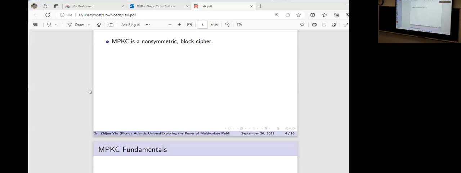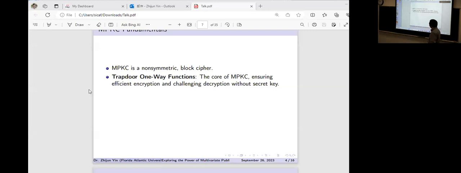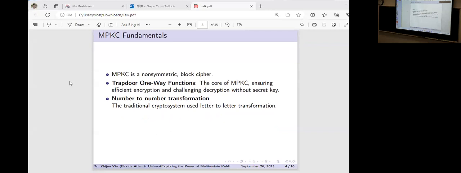And the safety of MPKC is based on the following. First, the encryption and decryption is very fast. The encryption process and decryption process turn out to be just evaluating the polynomial function. Function evaluation is always fast, right? But if we want to break the system without the secret key, it turns out we must solve a nonlinear equation system. Generally speaking, that system is hard to solve. And there is an NP-hard problem in the background. I will point that out later. So that gives us the safety of the system.